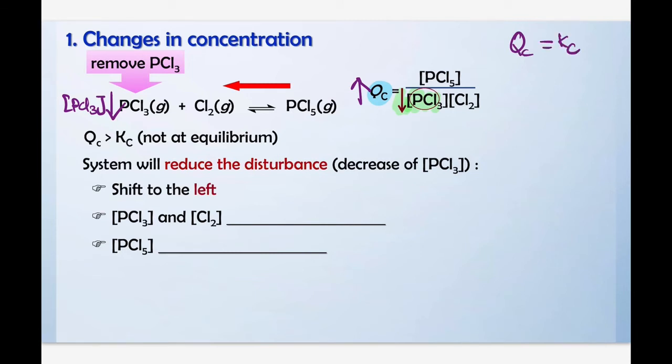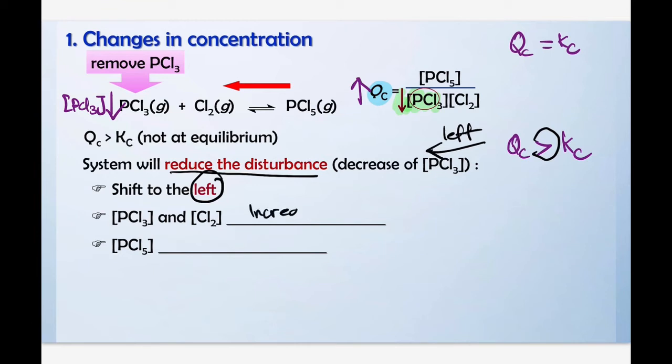Okay, so bila Qc larger than Kc, dan bila kita lukis itu Pac-Man, so kita akan nampak equation ini, sistem ini dia akan shift to the left to reduce the disturbance. Okay, shift to the left. So bila shift to the left, more reactant will be produced. So the concentration of PCl3 and chlorine will increase, but the concentration of PCl5 will decrease.